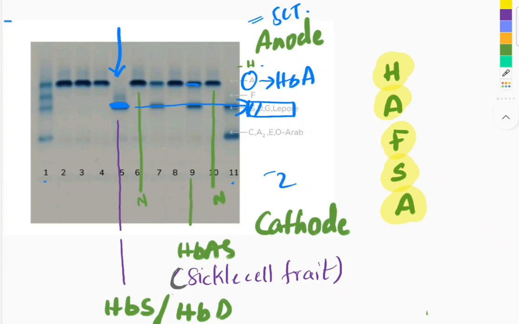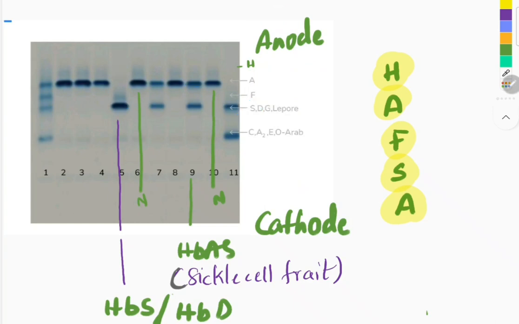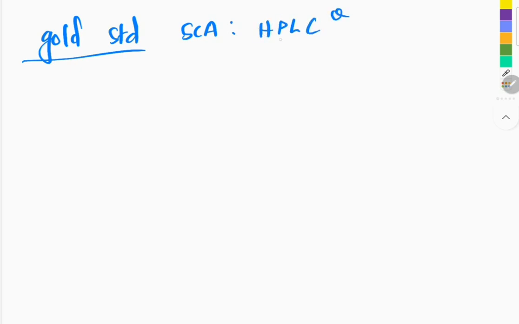Yes, that's it. Now one question to you: what is the gold standard test for any hemoglobinopathies? Let us say it could be sickle cell anemia, thalassemia, any hemoglobinopathies. It is HPLC. Very important question. That is high pressure liquid chromatography. It's just a one word question; you don't have to know more about it. So if someone asks you what is the gold standard test for any hemoglobinopathies, it is HPLC, high pressure liquid chromatography.